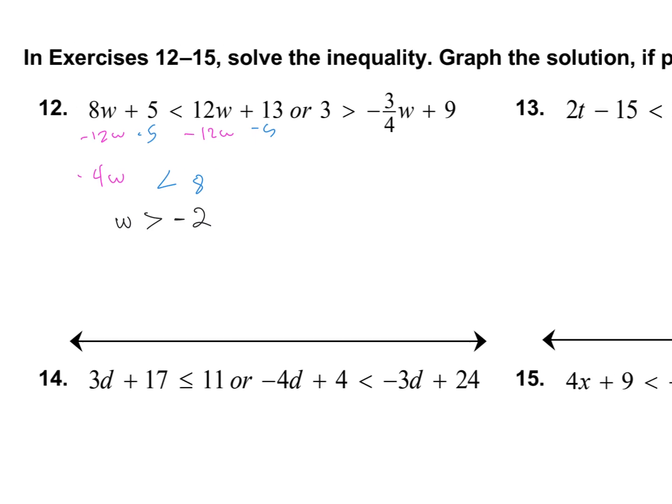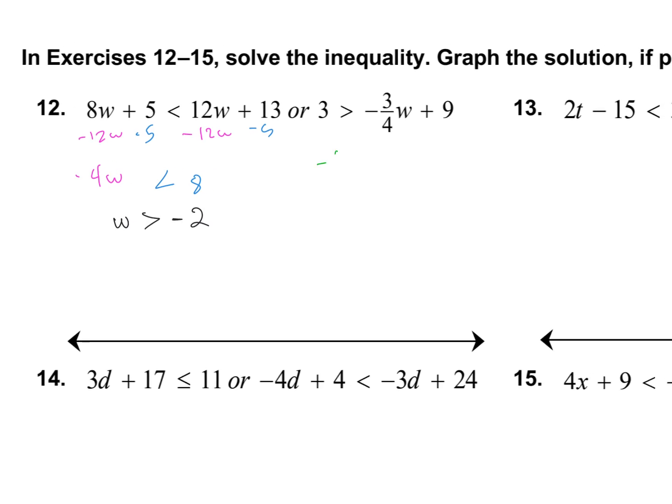And over here, I'm going to subtract 9 to get -6 is greater than -3/4 W. I'm going to multiply by -4/3. And what we end up getting, let me do my little canceling right here. That's now -2, is, we get W on the right, yeah, is now greater than, I mean, it's technically less than, it just flipped, okay? And then we're going to get +8 on the left.